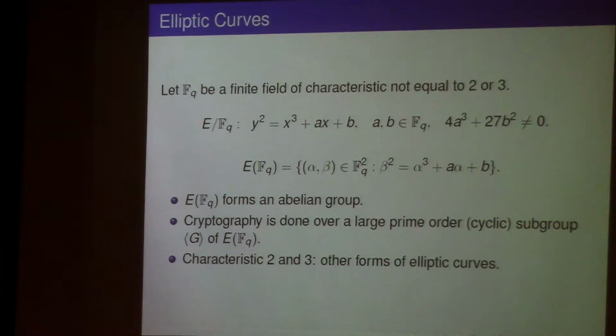Now, how to choose this group, how to choose this curve, and so on? Well, there is a lot of deep theory behind it, which is not required for our purposes. And this, as I mentioned, is for characteristic not equal to 2 or 3. If the characteristic is 2 or 3, then there are other forms of elliptic curve. You don't use this equation, you use something else. But the main point here is we'll be interested in pairs of elements of finite fields satisfying such equations. And these form an abelian group.